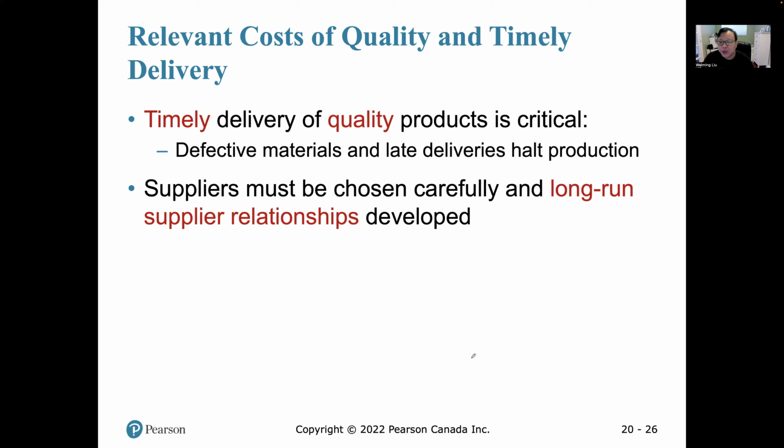It's important you choose the suppliers carefully, okay? And it's also important that you have a stable, long-term, good relationship with the supplier. As we can see how important it is to have high-quality materials and deliver them on time, right?